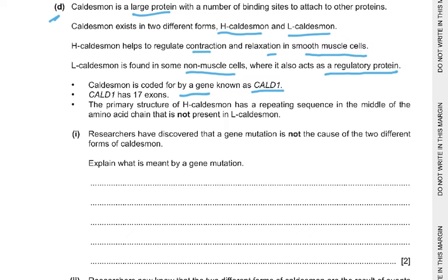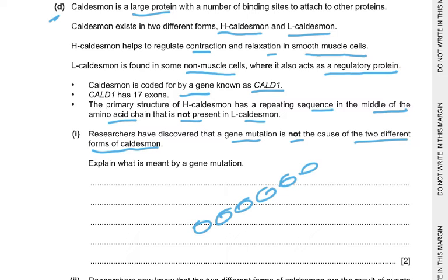CALD1 has 17 exons. The primary structure of H-caldesmon has a repeating sequence in the middle of the amino acid chain that is not present in L-caldesmon. Repeating means the same amino acid comes again and again, but this does not happen in L-caldesmon. Researchers have discovered that a gene mutation is not the cause of the two different forms of caldesmon. Explain what is meant by gene mutation.